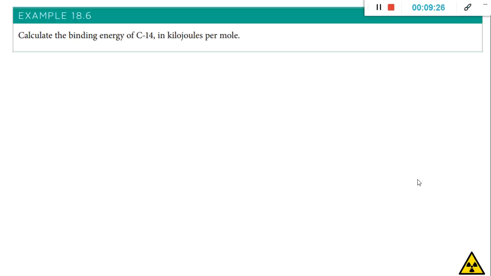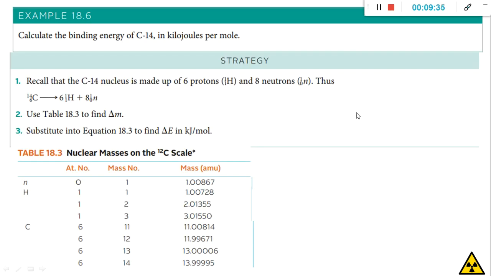Okay, so we have here an example. Calculate the binding energy of carbon 14 in kilojoules per mole. Let us recall, carbon 14 is actually made up of 6 protons and 8 neutrons based on the nuclear reaction. So using table 18.3 again, we will calculate delta M. After that, we will substitute it into the equation to find delta E in kilojoule per mole.